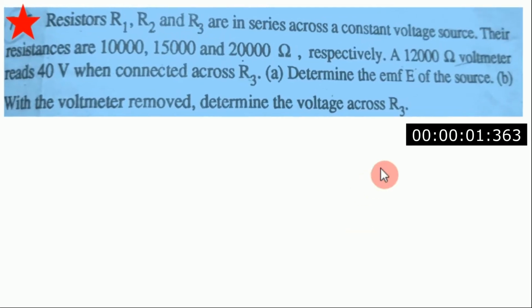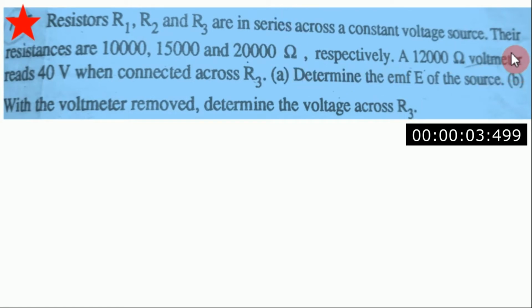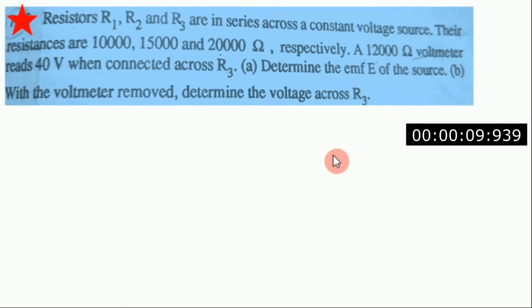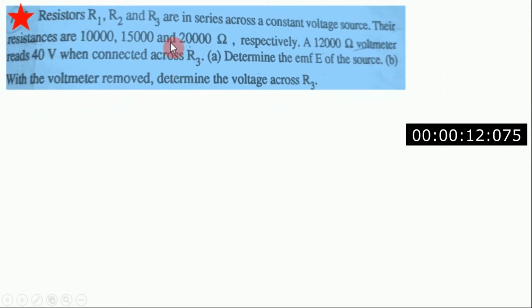And in this case we have this problem. We will use the voltmeter to determine the electromotive force and the voltage across a certain resistance. There were three resistances according to the problem. It is in series connection. You can draw a circuit diagram like this one.